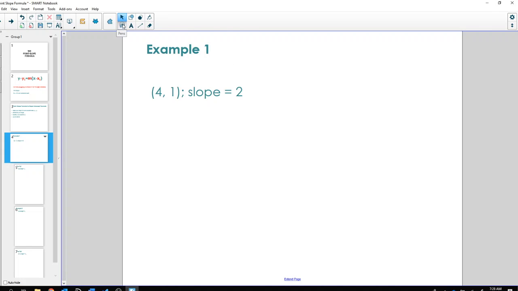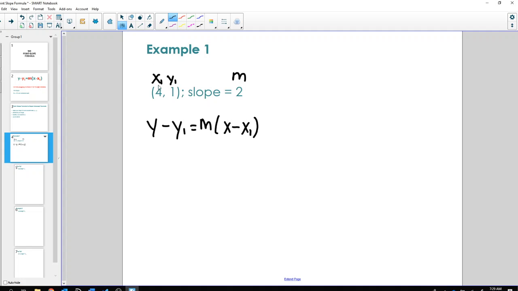So for this first example, I have an ordered pair (4, 1), and then I have a slope of 2. So this is my m. And for this ordered pair, remember it's always x first, so x1, y1. So when I go back to my equation, I have y minus y1 equals m times x minus x1. And then I'm going to replace my x1, my y1, and my m. So I have y minus 1 equals 2 times x minus 4.